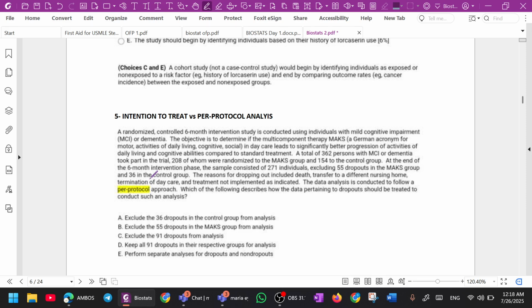I guess you can read the explanation, but I think you got it because your explanation was right. Yeah, read the explanation. You want to add something? No, I think you got it. The per protocol, you exclude the persons that drop out, and intention to treat, you keep the persons that drop out. Yeah, I think the way you explained it was good.